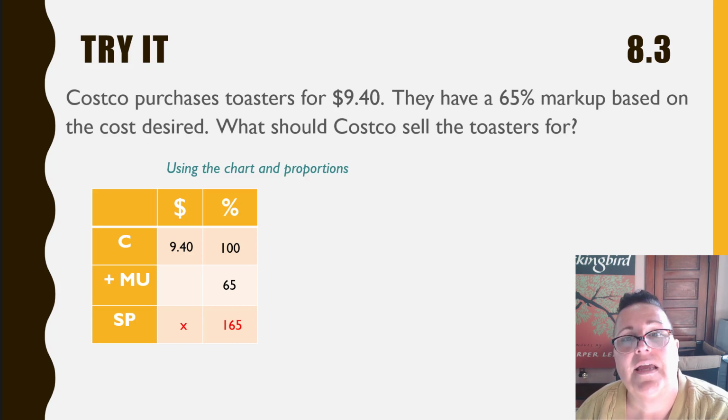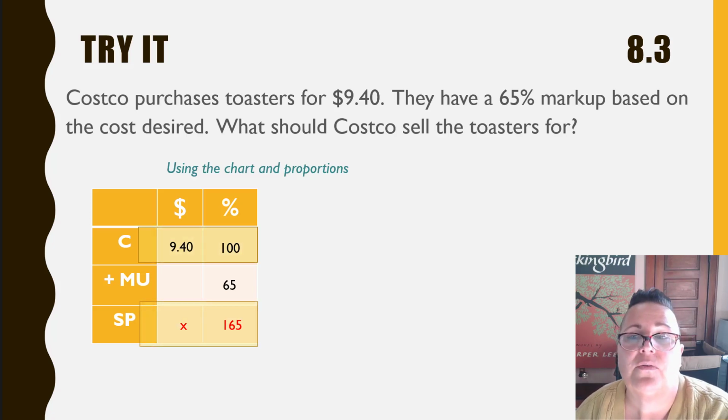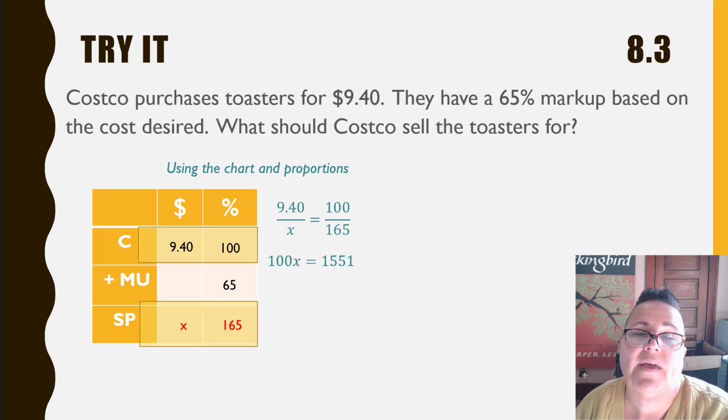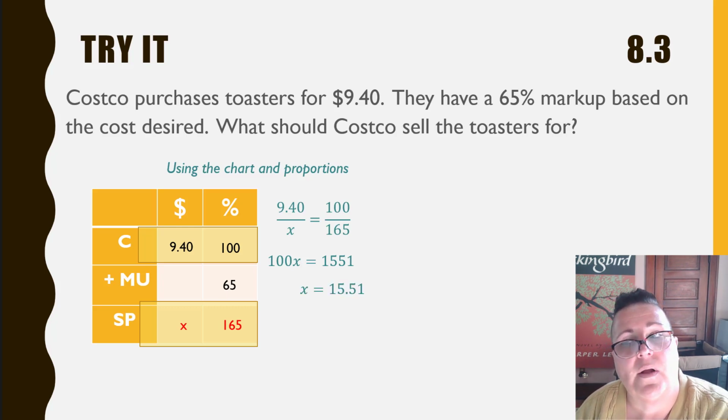Now, looking at this, I can see that I have the first row filled in and I have the last row filled in. Using those two rows, I can set up a proportion that allows me to solve for X. So I will have $9.40 over X is equal to 100 over 165. When I cross multiply, I'll do X times 100 and $9.40 times 165. This gives me 100X is equal to 1,551, or X is equal to 15.51.